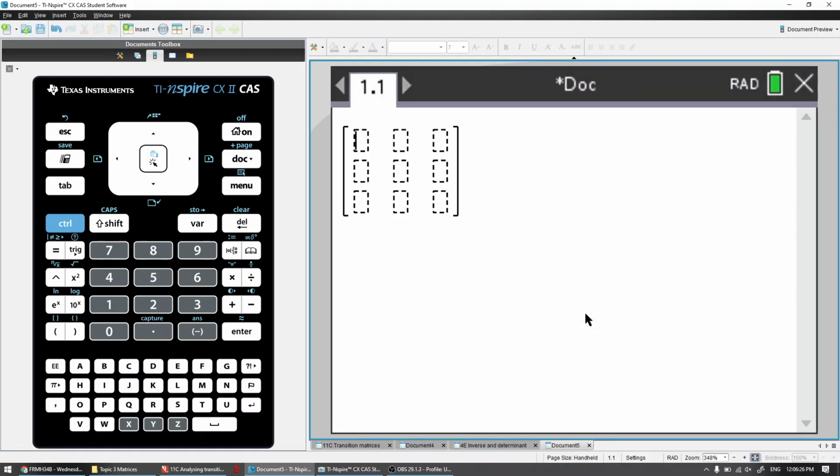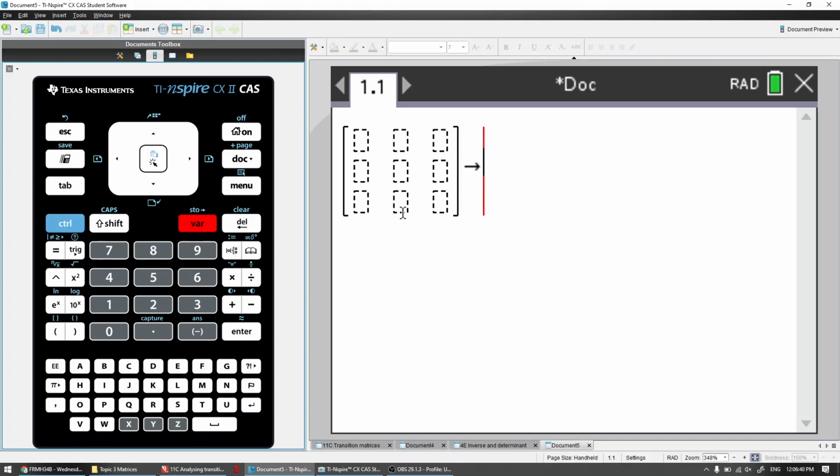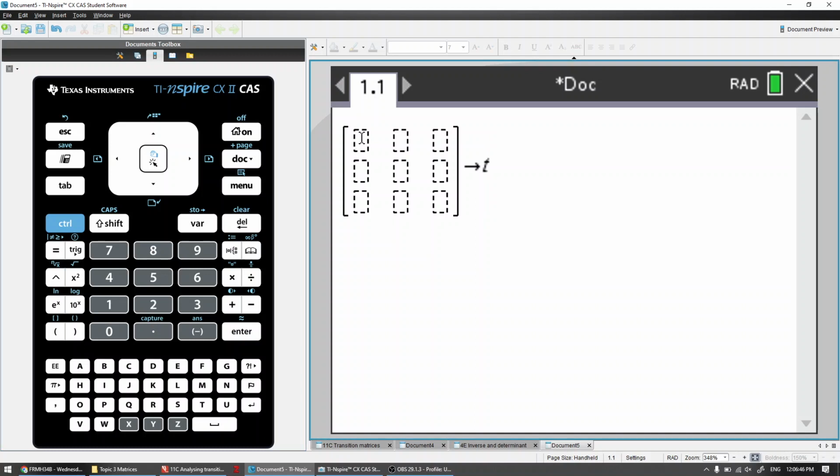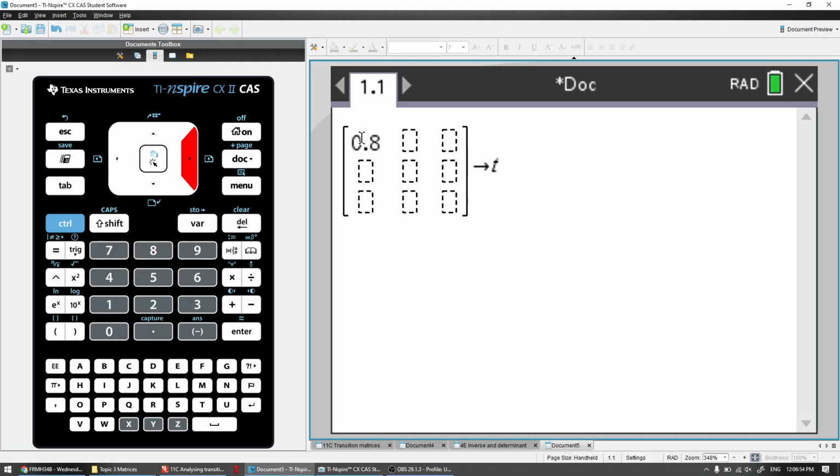So start off by storing a matrix in a variable t. So what I'm going to do is I'm going to press Control and this variable button. So Control, and it's going to give me an arrow. I'm going to call that t. Okay? Once I do that, I'll have it stored and I can reuse that for other calculations. So I'll go ahead and type in the numbers for the transition matrix now.